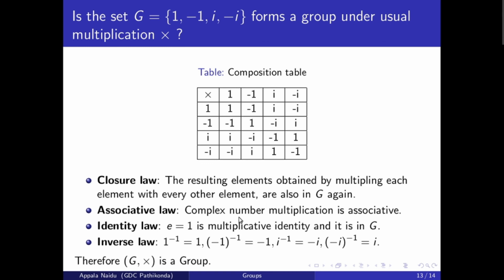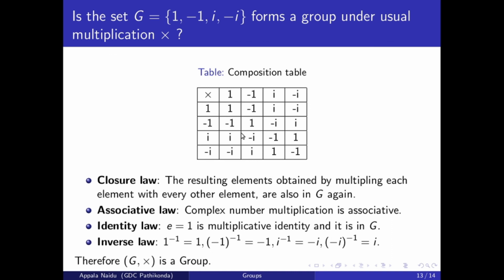Multiplication of complex numbers is associative, and since these are a subset of complex numbers, this set also satisfies the associative law with this operation. With multiplication, 1 is the identity element, and it is also in this set, hence G satisfies the identity law. Now let us see the inverse law.